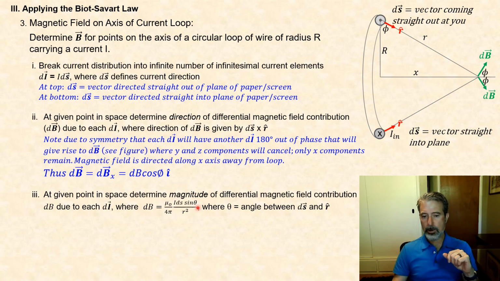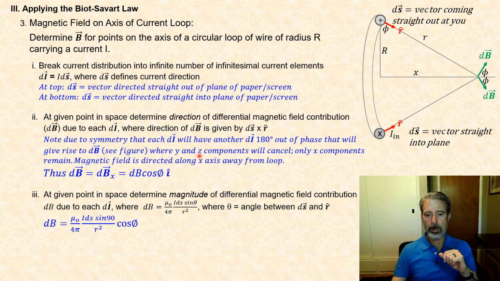So when we look at this expression for the Biot-Savart law, we can write it as follows: mu naught over 4 pi times the current, times ds sine of 90. You will notice that, like we said, the angle between ds and r hat is always going to be 90 degrees. We have the cosine of phi to get the component of dB, divided by r squared, r being the distance between any current element and the field point.